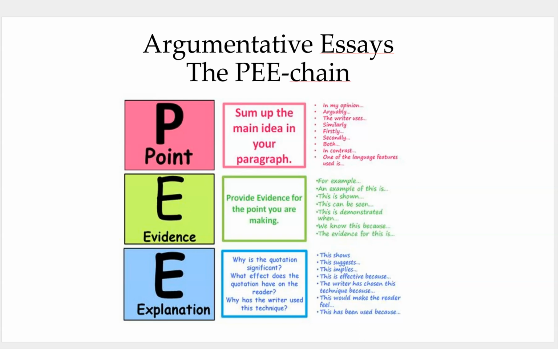And then you come to the final E, the explanation. That is where you can get a high grade because it shows that you can explore, explain, and understand. So you explain, why is the quotation significant? What effect does the quotation have on the reader? And why has the writer used this specific technique? It shows, it implies, and you do not refer to yourself.